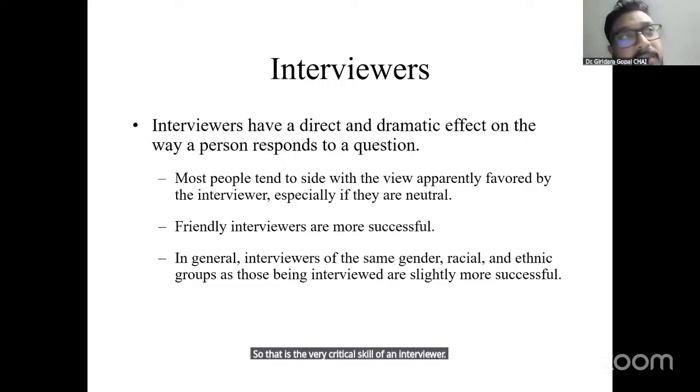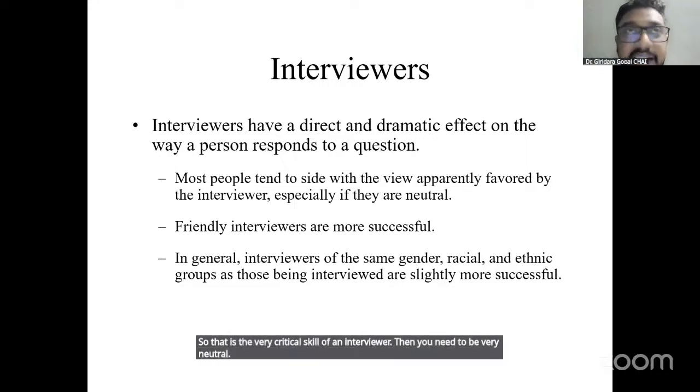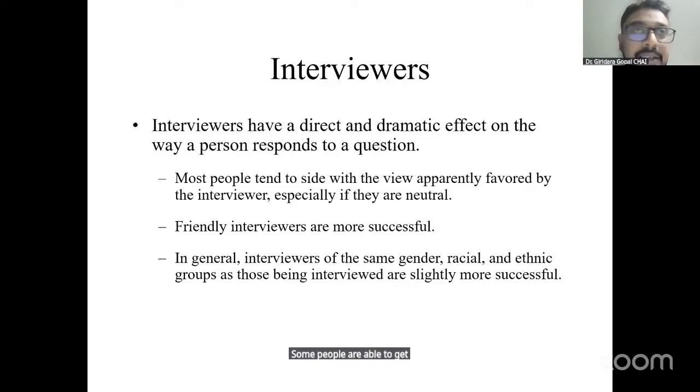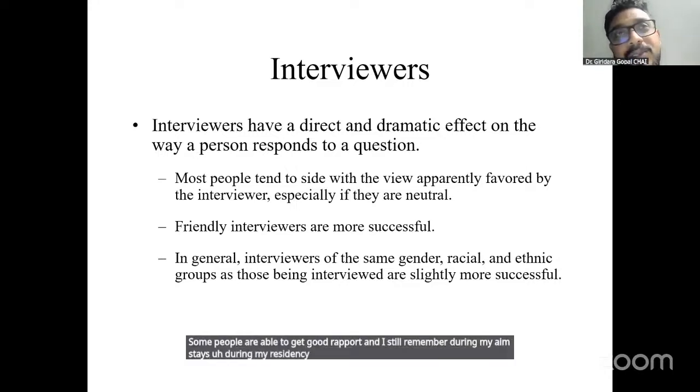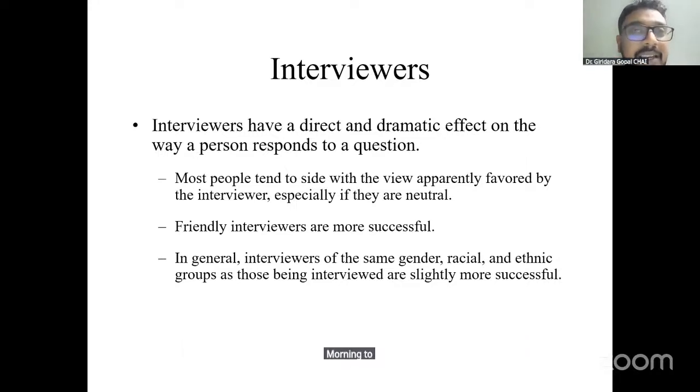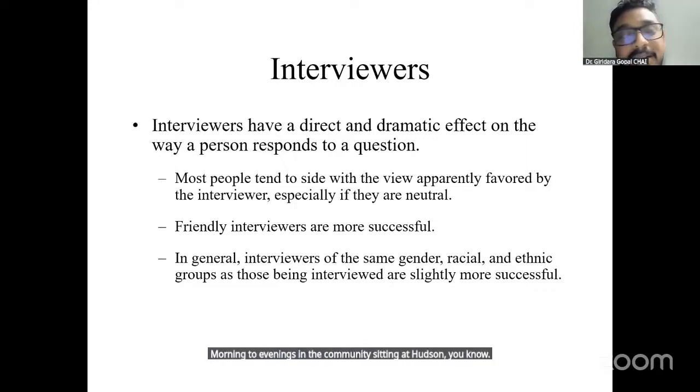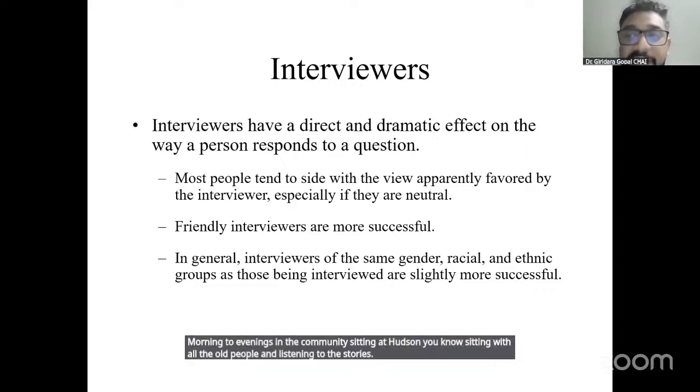You need to be very neutral, and very friendly so that you can build a rapport. Some interviewers people don't like, they will just say, okay, you came, okay, everything is great, get out. Some people are able to get good rapport. I still remember during my AIIMS days, during my residency, when we used to go to the community, people used to welcome us, give us chocolates, sweets, and local foods and whatnot. We used to spend our mornings to evenings in the community, sitting at huts with all the old people and listening to their stories. So it used to be good fun, right?